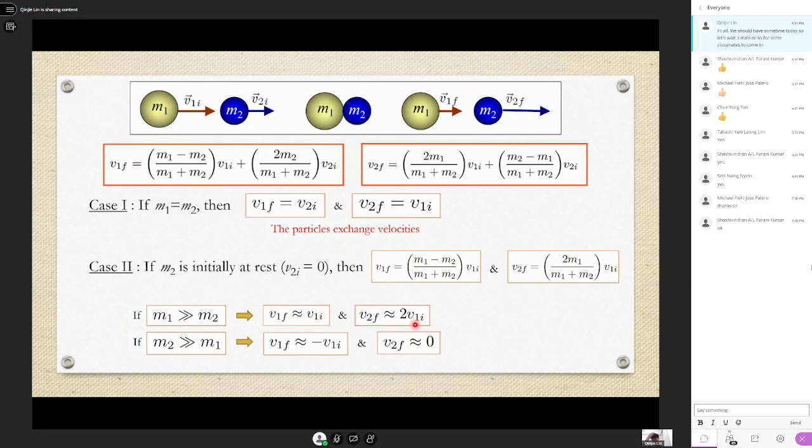The scenarios that I described, if you think of them in real life, are common sense. But mathematically, this is how we describe them.